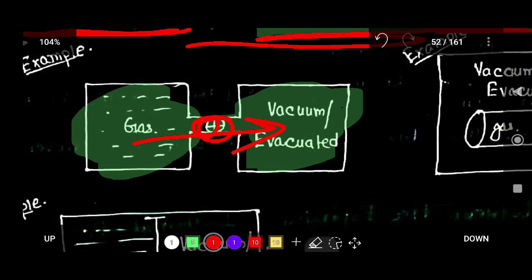When you open the valve, the gas goes from the left side to the right side, because there is a vacuum. That is why the gas goes from this side to that side, and that is why this process is known as the free expansion process.